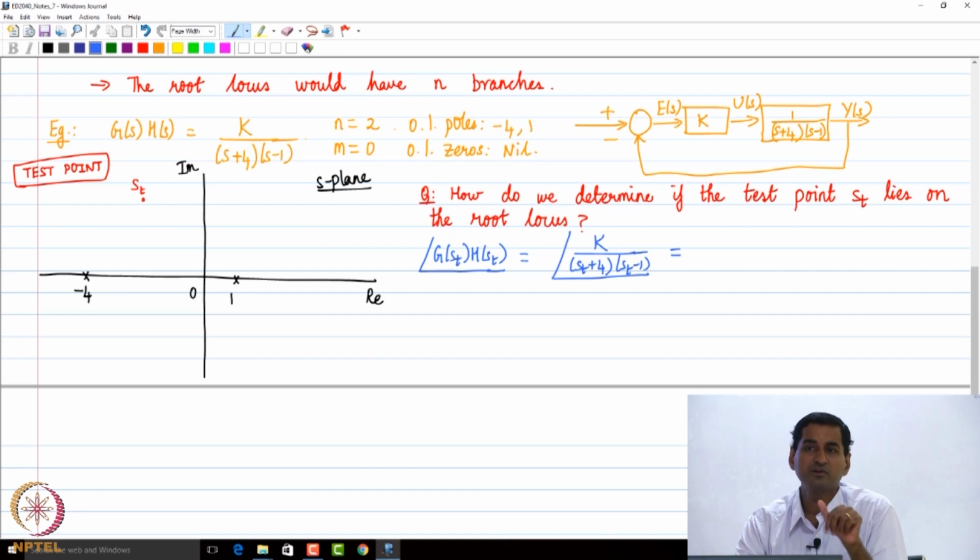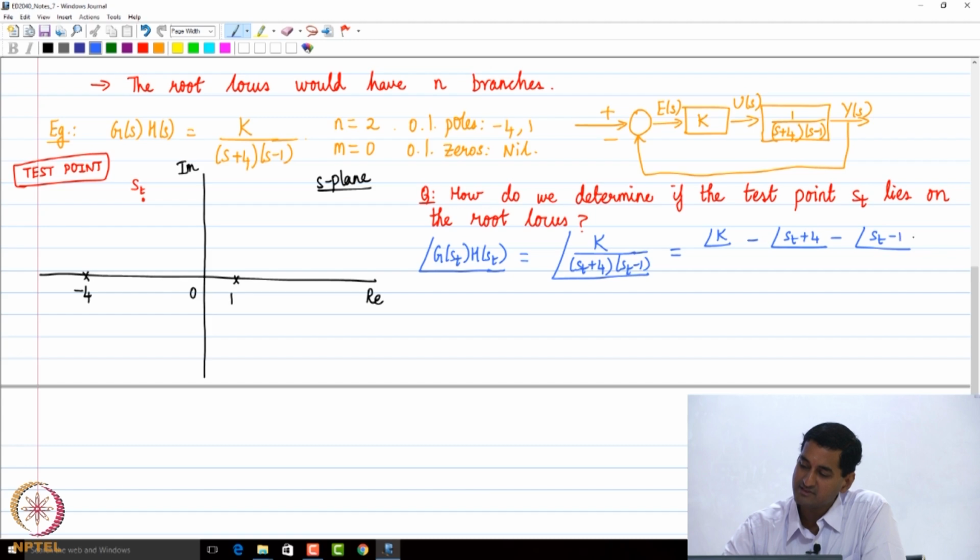Let us say if I have a product of 2 complex variables, what can I tell about their phase? They get added. If I have a ratio, they get subtracted. So, we are going to get the algebraic sum of the phases. So, this is going to give me the phase of k minus the phase of (St + 4) minus the phase of (St - 1). Do you agree? Now, to begin with, the parameter k is taken to be positive.